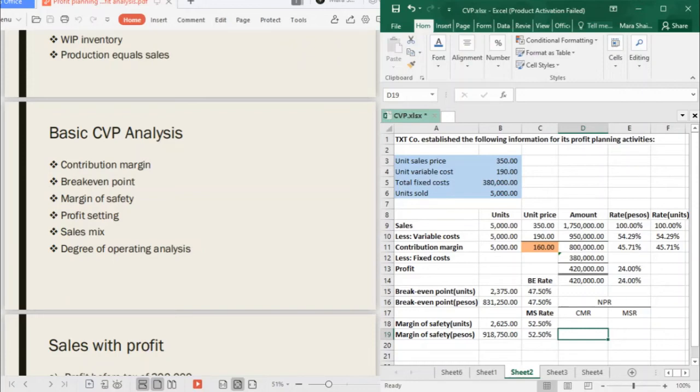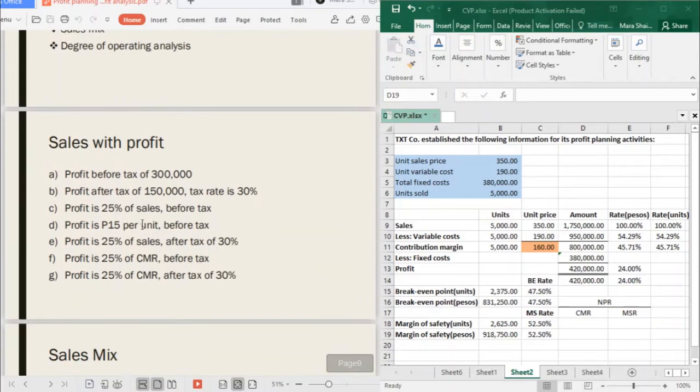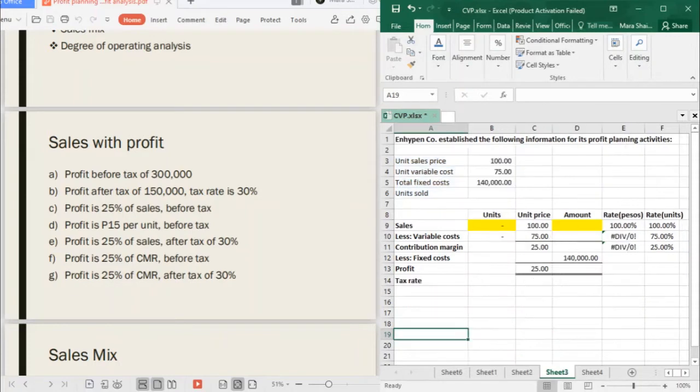Now, let's move on to the sales profit setting. So we have here an example. This is additional, just more situations, right? If you are asked to look for the values. So we have here, and hyphen co establish the following information for its profit planning activities. So you are only given the unit sales price, the unit variable cost, and the total fixed cost.